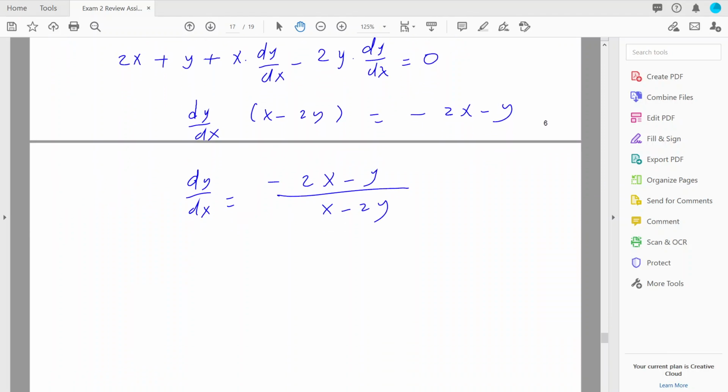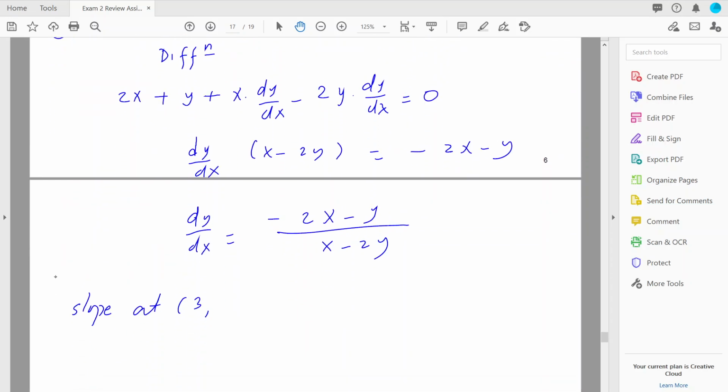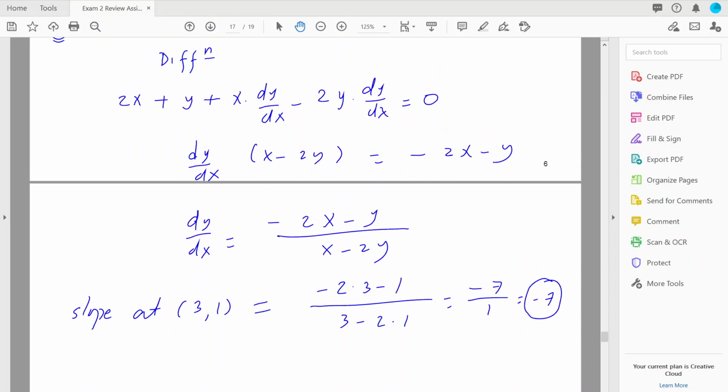But remember, slope at 3, 1 means the value of this dy over dx when x is 3 and y is 1. So 2 times 3 minus 1, it's a 3 minus 2 times 1. If you simplify this, it will be negative 7 on the top and 1 on the bottom. So eventually it will be negative 7. So that's the slope at 3, 1.